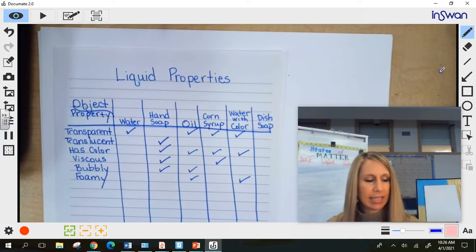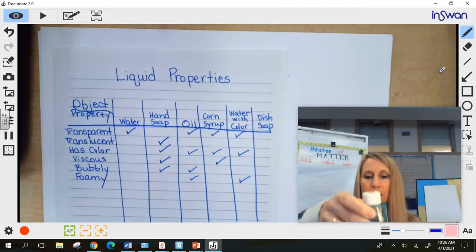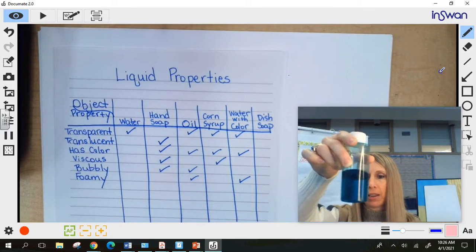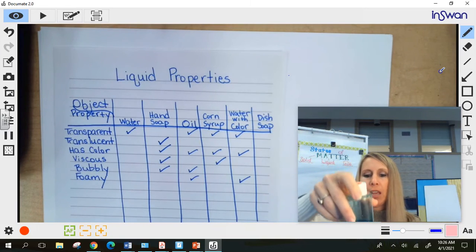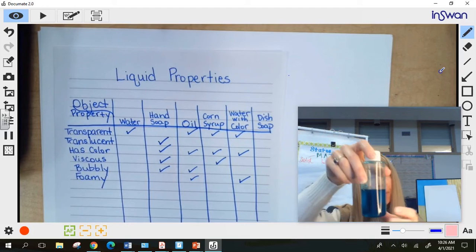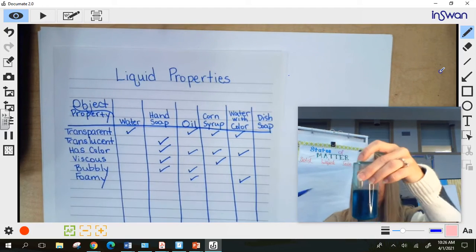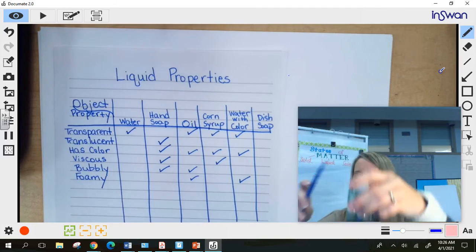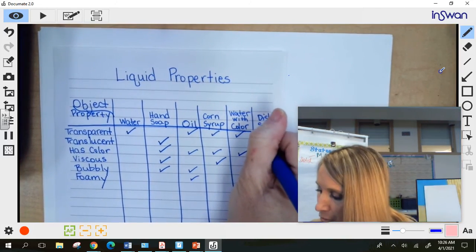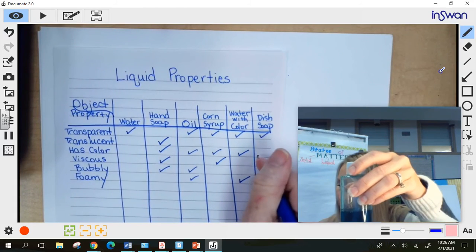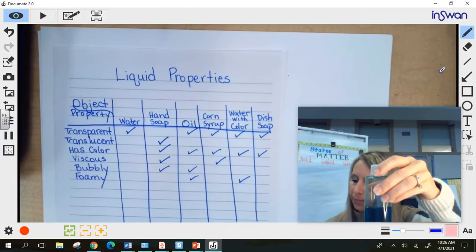Now we'll check our last thing, dish soap. And again, if your parent says it's okay, you could go to your sink and look for your Dawn or your Palmolive or whatever brand of dish soap you have, and you can test it. So first thing, can we see through it? Maybe a little. Let's see. Can you see my pen through it? You can. It's a little bit thick, but you can see through it. It definitely has color. So let's check that one off.